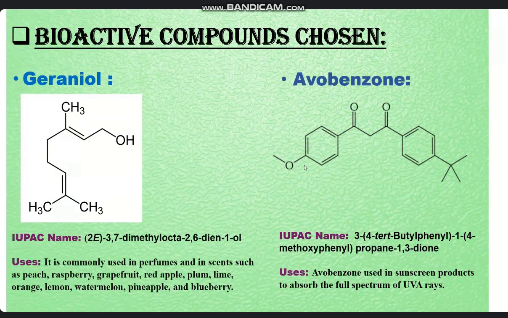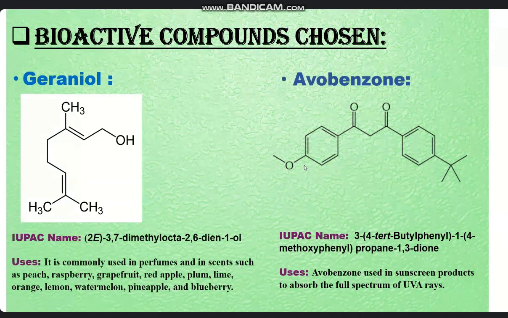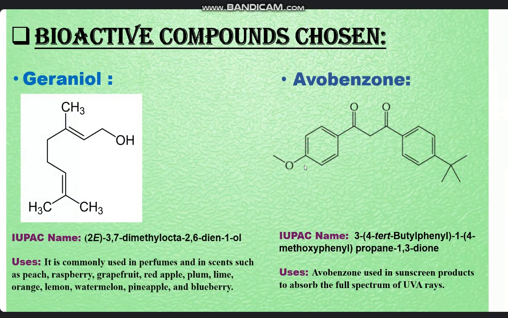And the second one is avobenzone. This is the structure of avobenzone, and this is the IUPAC name of avobenzone: 1-(4-tert-butylphenyl)-3-(4-methoxyphenyl)propane-1,3-dione. Avobenzone is a dibenzoylmethane derivative. It is soluble in oil ingredients, and avobenzone absorbs ultraviolet light over a wider range of wavelengths. So it is used in sunscreen products to absorb the full spectrum of UVA rays.